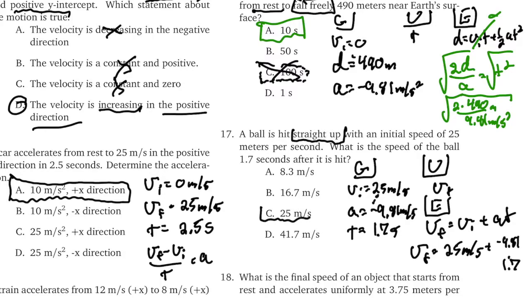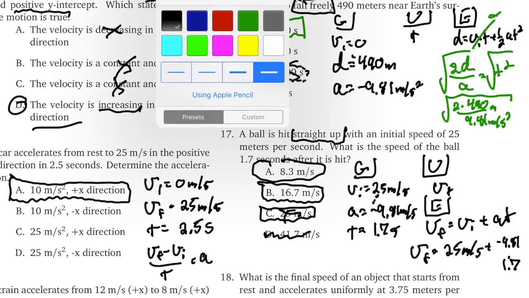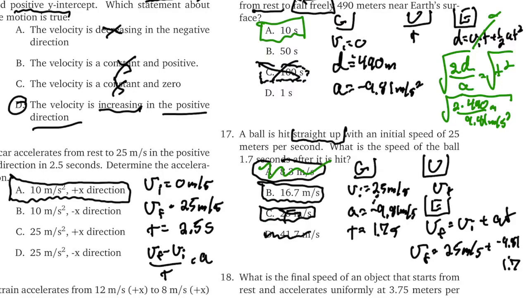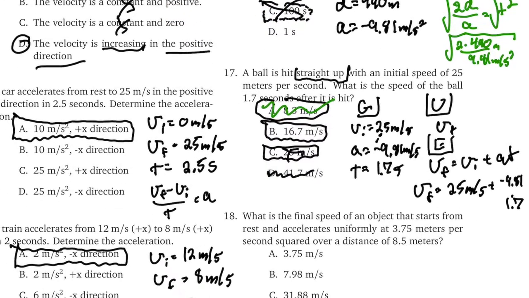25 is if you thought it didn't change at all. That would only be true for the horizontal speed. The 41.7 is what you get if you forget to include the minus sign. And 16.7 is our answer. 8.3 is what you get when you do negative 9.81 times 1.87. Sometimes it's really helpful to also think about where the wrong answers came from.